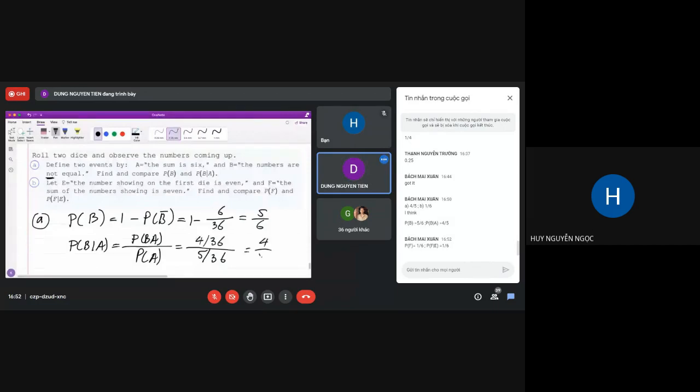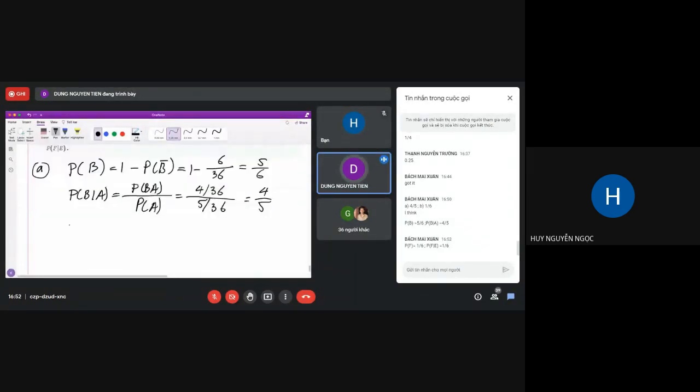If you compare them, you see that the conditional probability of B given A is not the same as the probability of B, and that is right. So we say that A and B are dependent. Is that clear? Is that okay, you guys?